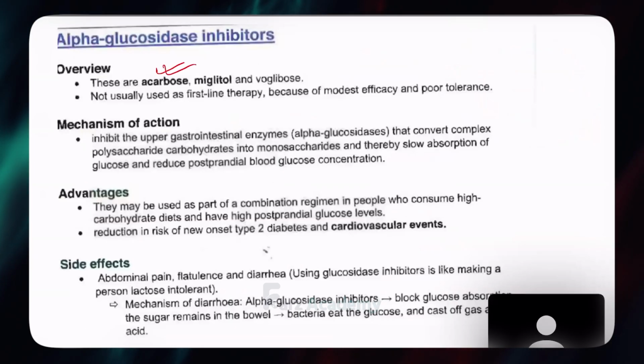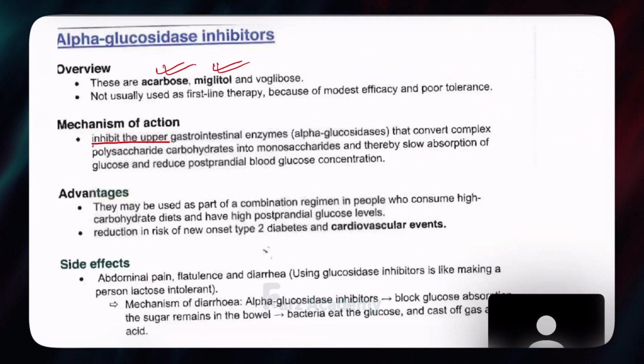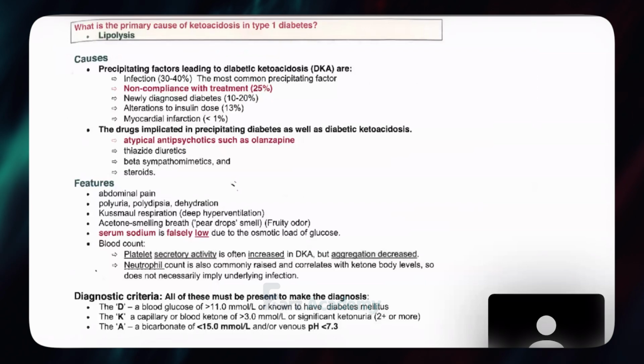Acarbose, miglitol, the use of these agents has come down. They are mostly the alpha glucosidase inhibitors. Just remember the name. I don't think it will be asked in exams now.